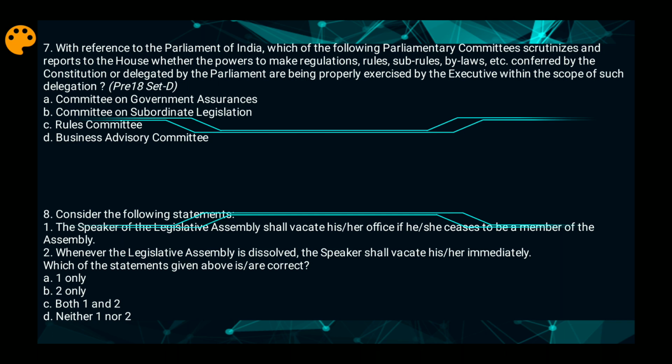With reference to the Parliament of India, which of the following parliamentary committees scrutinizes and reports to the House whether the powers to make regulations, rules, bylaws, etc., conferred by the Constitution or delegated by the Parliament are being properly exercised by the executive within the scope of such delegation? This is the Committee on Subordinate Legislation. And what's the strength of this committee? 15 members from Lok Sabha and 15 members from the Rajya Sabha, and it was constituted in 1953.